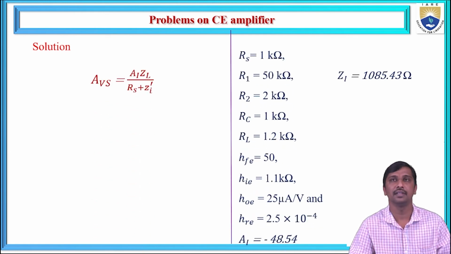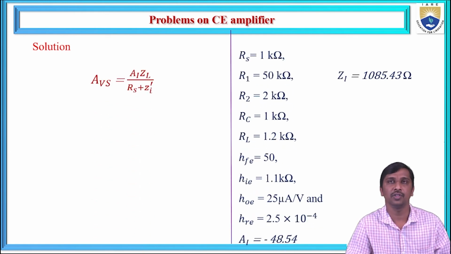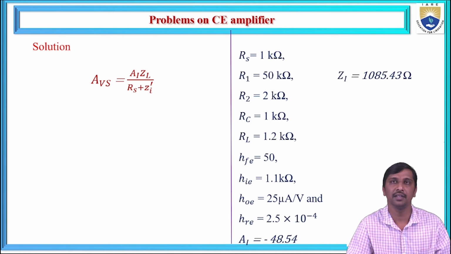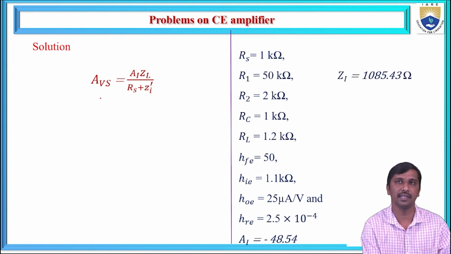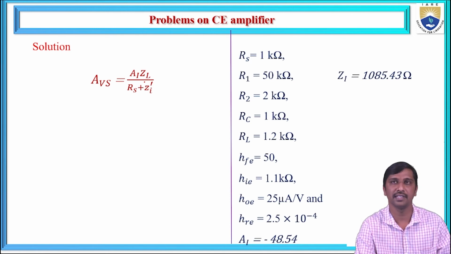Up to this point, we have not considered the source resistance to determine the voltage gain and the current gain. Now I'm going to consider the source resistance to determine the voltage gain and the current gain in terms of the source resistance. That is represented as AVS, the voltage gain with respect to the source resistance. For this case, it is represented as AI into ZL by RS plus ZI dash.